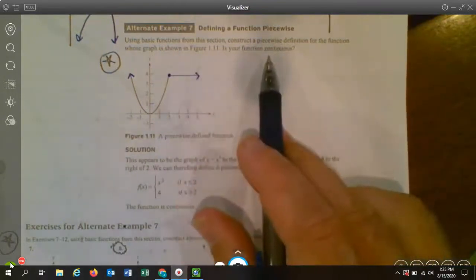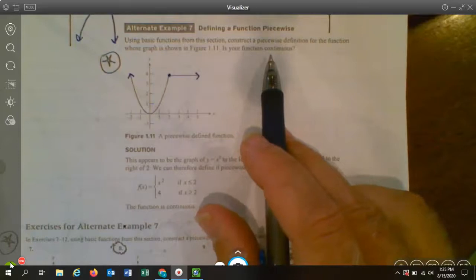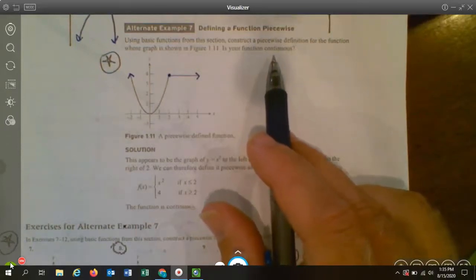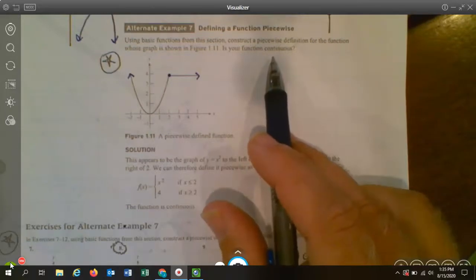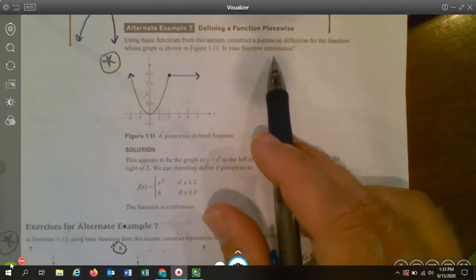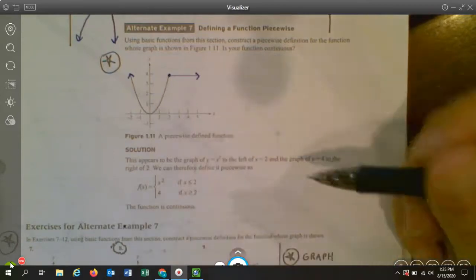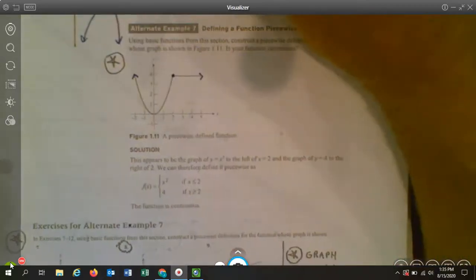Notice that it is continuous. There are no holes in the graph. There are no breaks in the graph, no vertical asymptotes that would break up the graph or anything like that. So it is continuous from negative to positive infinity. But yeah, so that's what those guys look like. So we're going to practice a couple here.